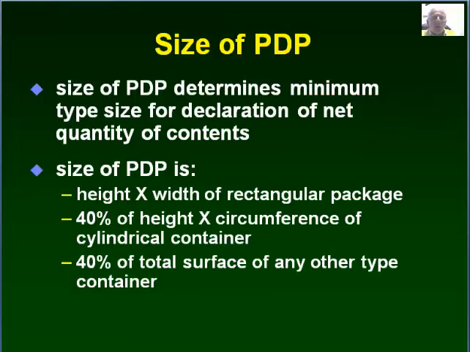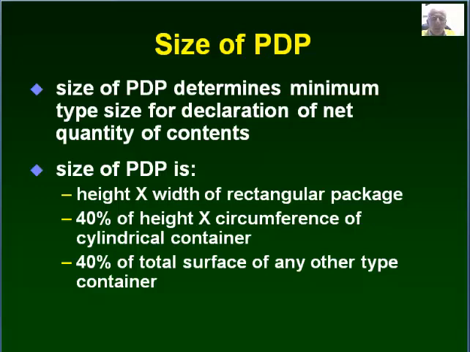There are some size requirements for the principal display panel. The size of that panel determines the minimum type size for declaration of the net quantity of contents. The size of the principal display panel is the height times the width of rectangular packages, like the cookies and the cakes that were displayed in the previous slide. To determine the actual size of that principal display panel, we would multiply the height times the width.